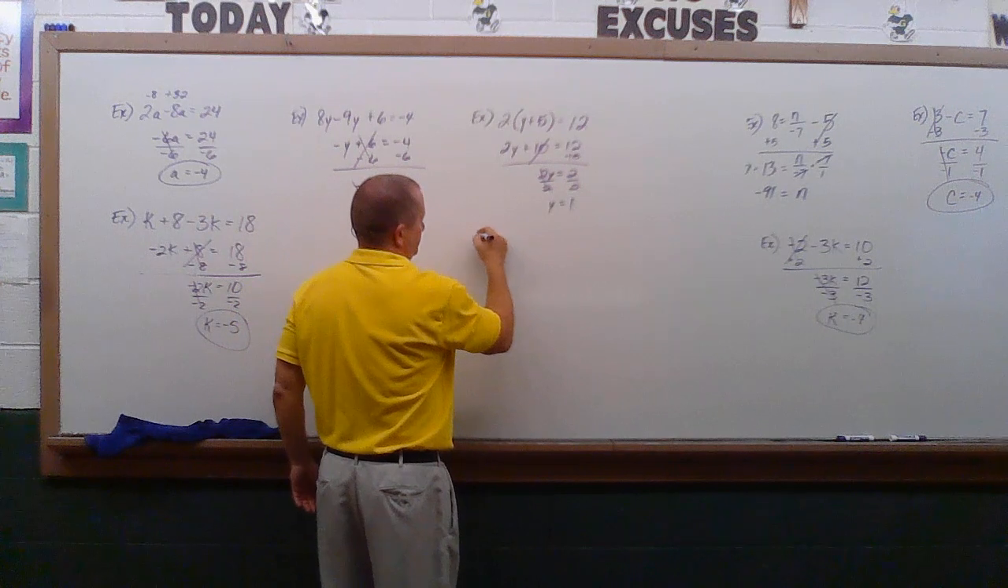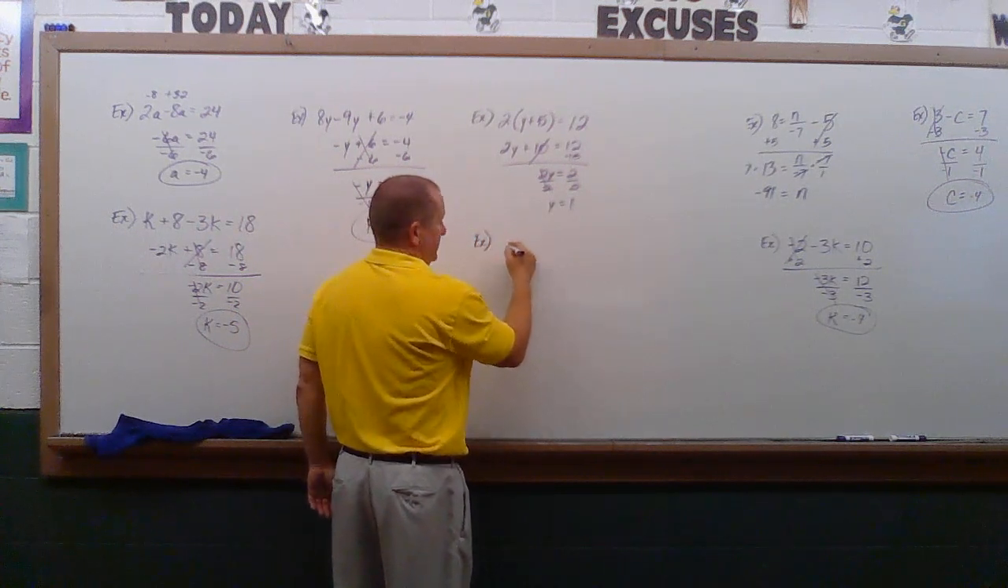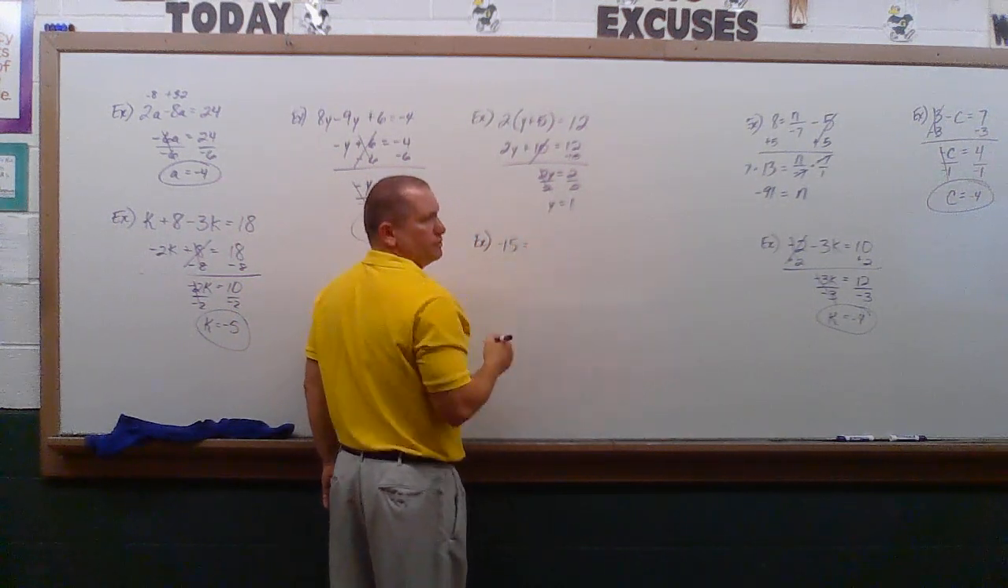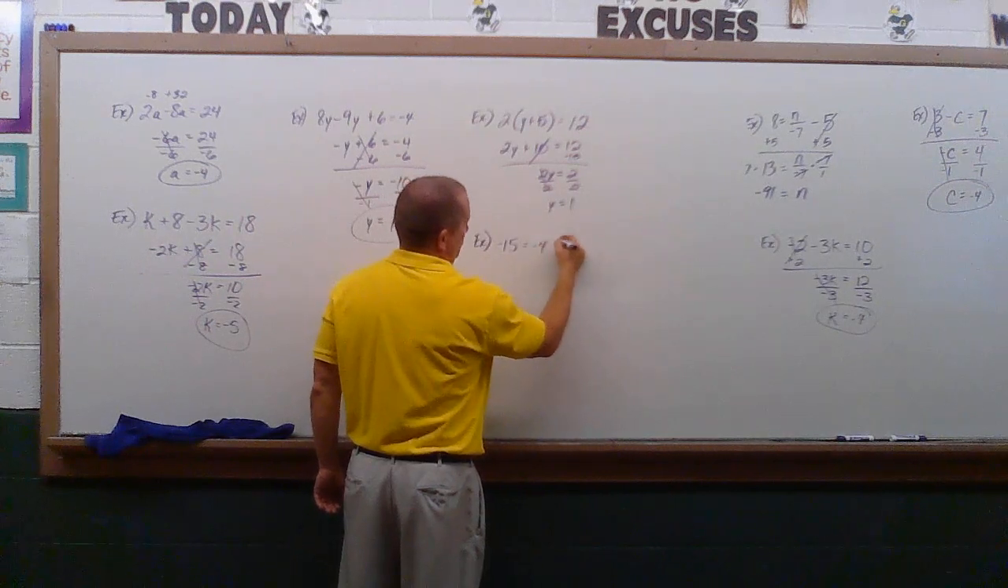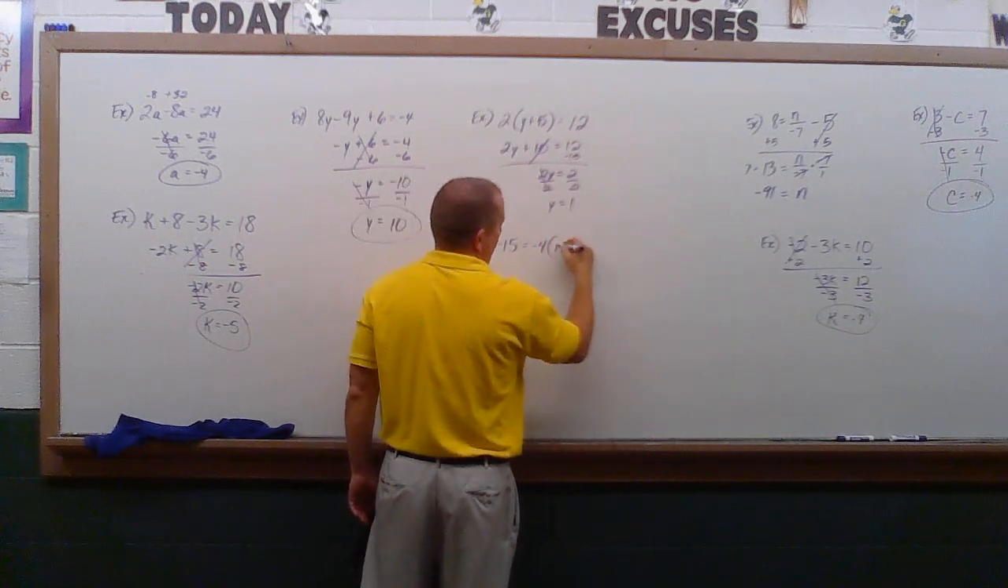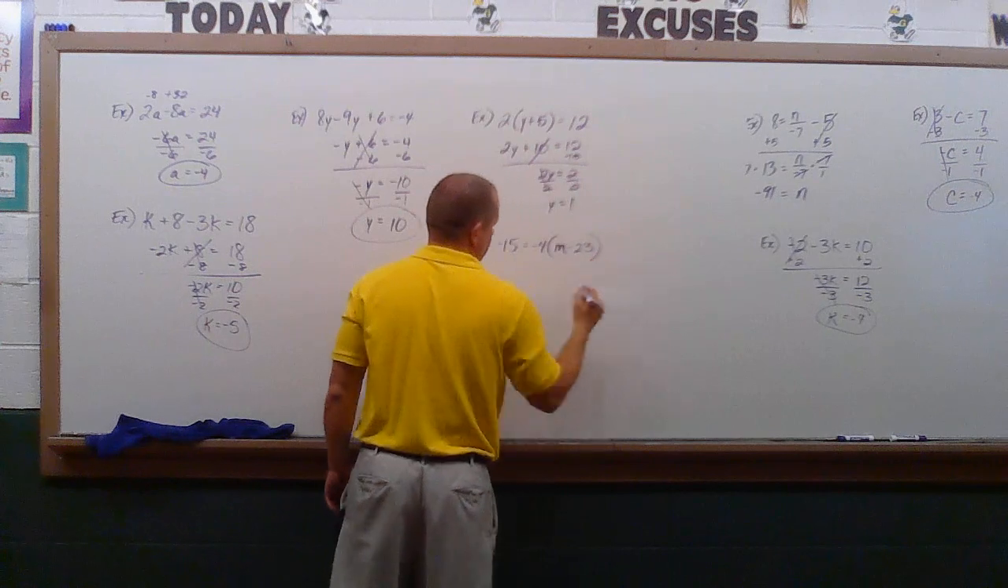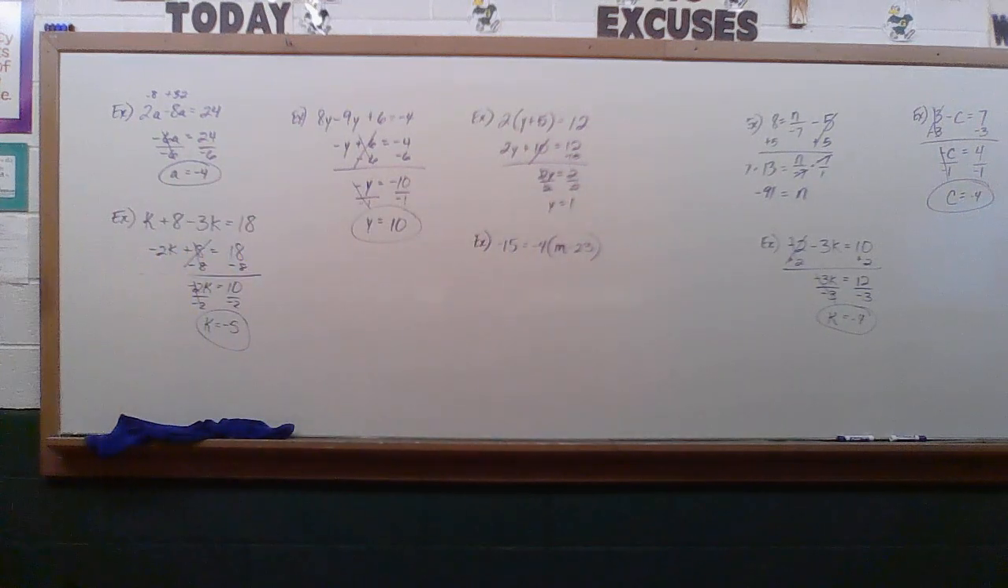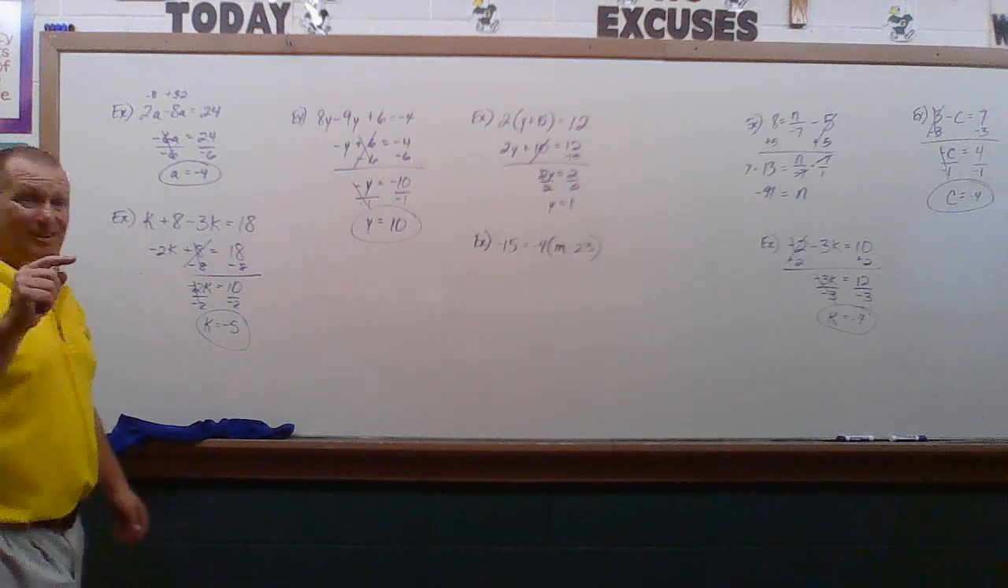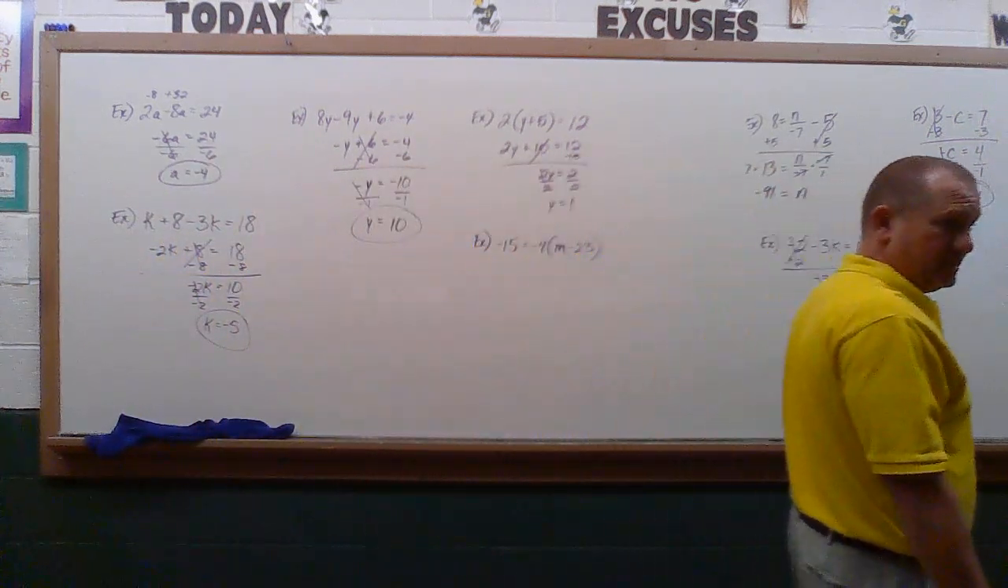Try one more. Negative 15 equals negative 4 parentheses m minus 23. Try it out. What am I going to distribute? Negative 4. Negative 4. Don't forget the negative sign.